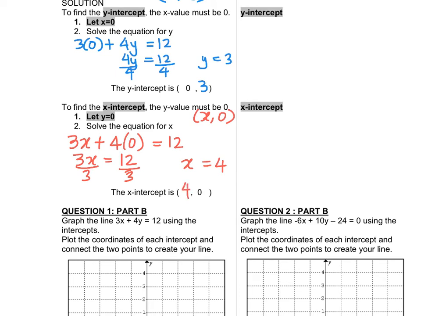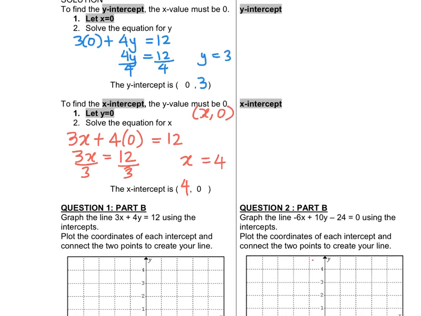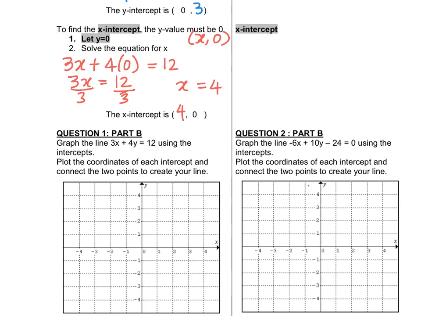Now you have your x-intercept and your y-intercept. What you're going to do in your graph is find these two points and plot them. Your y-intercept is 0, 3, plot it, and your x-intercept is 4, 0. Using these two points, we're going to draw a straight line, and that becomes our graph for the line 3x plus 4y equals 12.